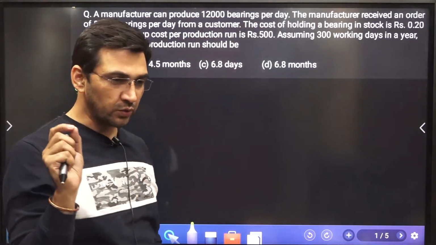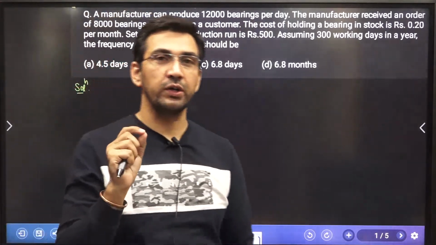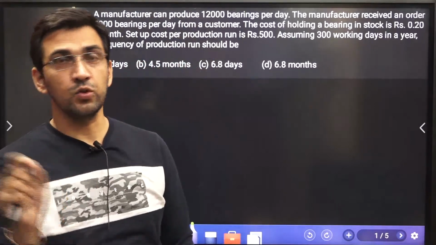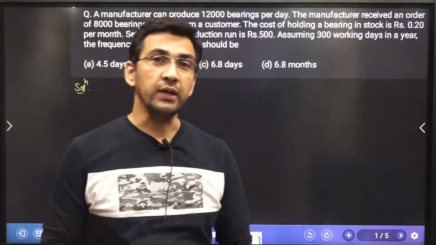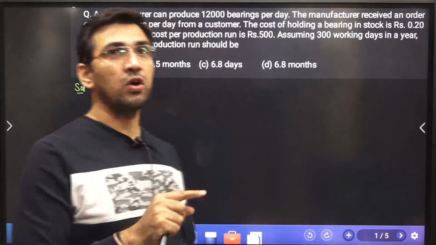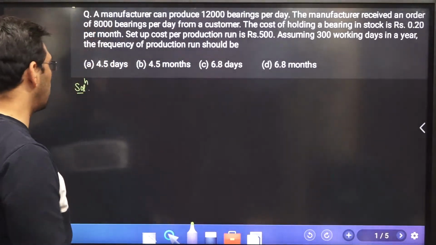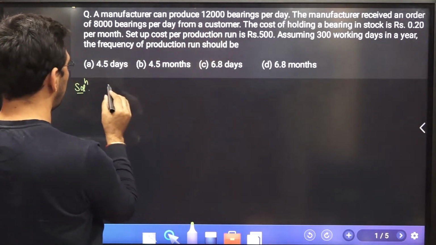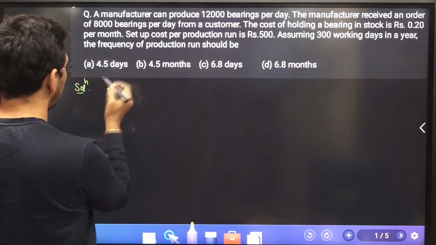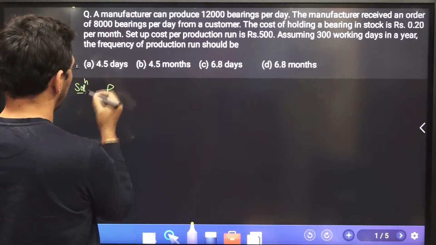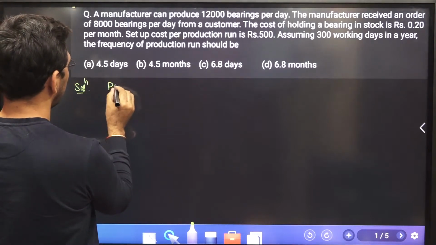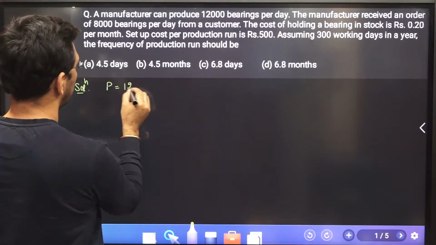The first model, as you know, is the simple economic order quantity model. In that model, production rate is basically infinite, so he is not going to mention the production rate. If he has talked about the production rate, then you have to make use of that particular model. He has written the manufacturer can produce 12,000 bearings per day. That is the production rate, which I will write with P, equal to 12,000 bearings per day.